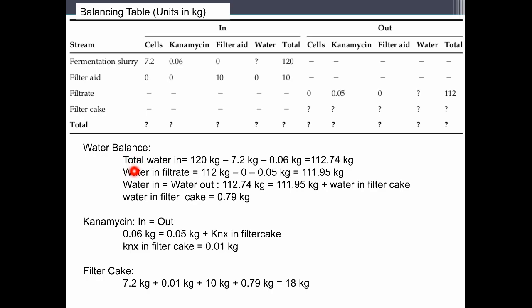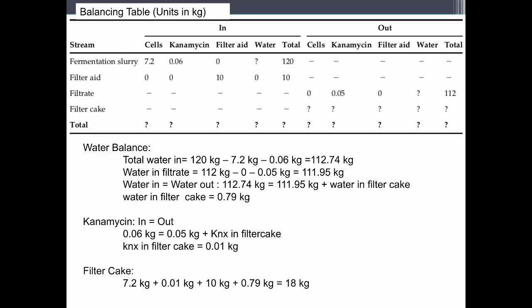So let's go with balancing the water. How much water is coming into the system? The only source of water coming in is from the fermentation slurry, and we do not know that. So how do we calculate that? If the total is 120 and we only have the cells and the kanamycin, so 120 minus 7.2 minus 0.6, you get 112.74 kilograms. That's the amount of water coming in. Since there is no reaction in the system, we can say that the amount of water in is equal to water out.